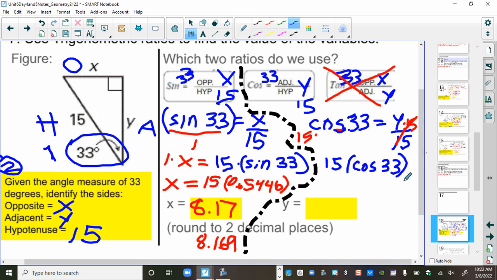It's going to get cut off. So in the end, what did we get for the value of y again? So 15 times cosine of 33 will be 12.58. That's right.